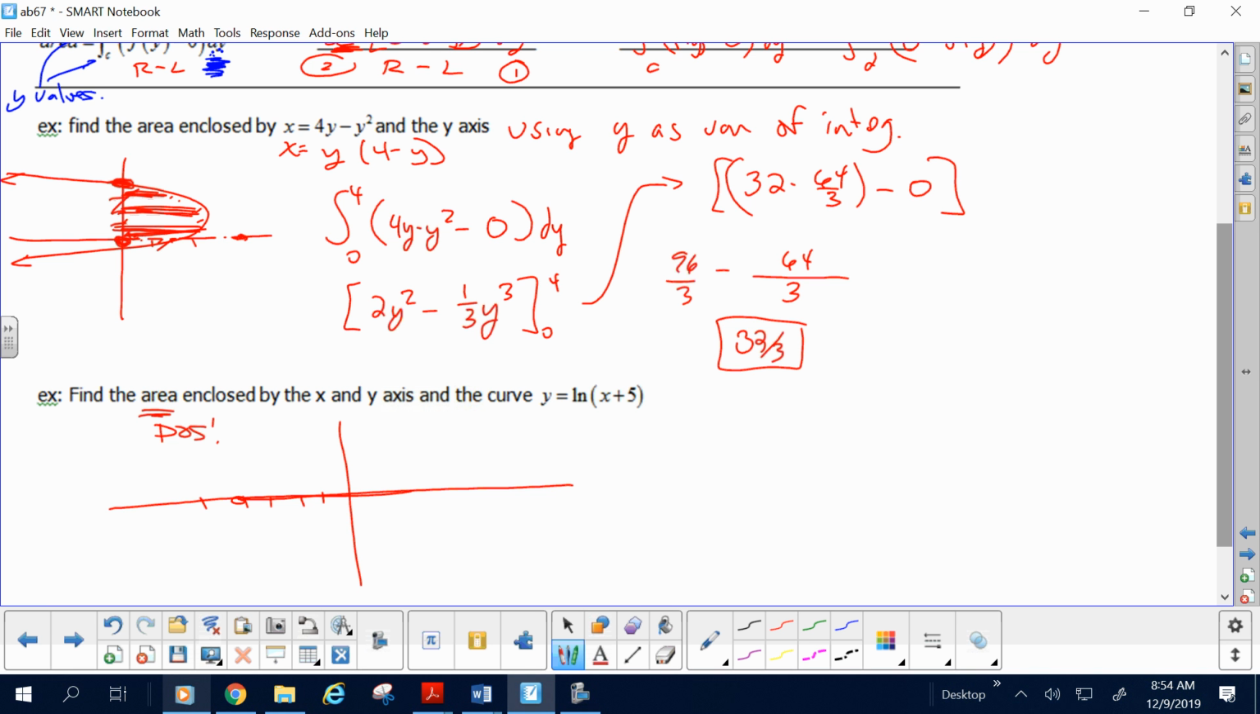So negative 4 is the point, and the vertical asymptote is at negative 5, yeah? So it looks like this. Are you with me? Okay.